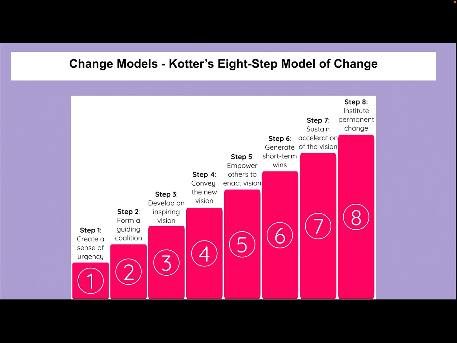Then convey this new vision. Then empower others to enact the vision. Then generate short-term wins. Now that the change is being made, show people that it works. Sometimes it can take years to see the positive outcome of a change. So you can do a small pilot study, something small to generate short-term small wins. Step 7 is to sustain acceleration of the vision. Keep it going. And step 8 is the permanent change. That's similar to the refreezing step of the last one.